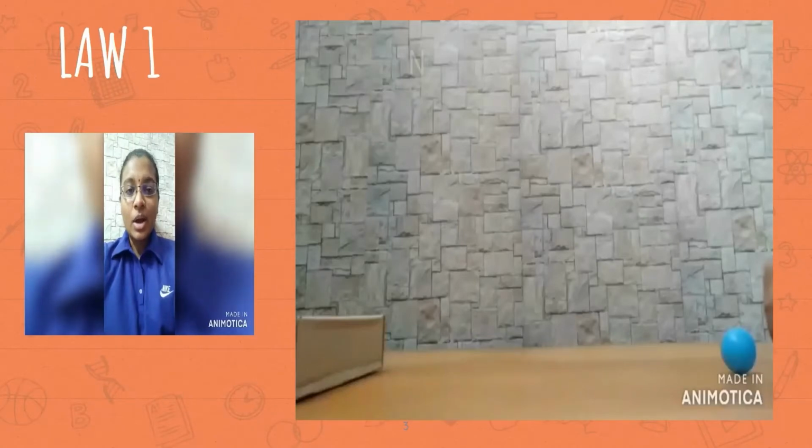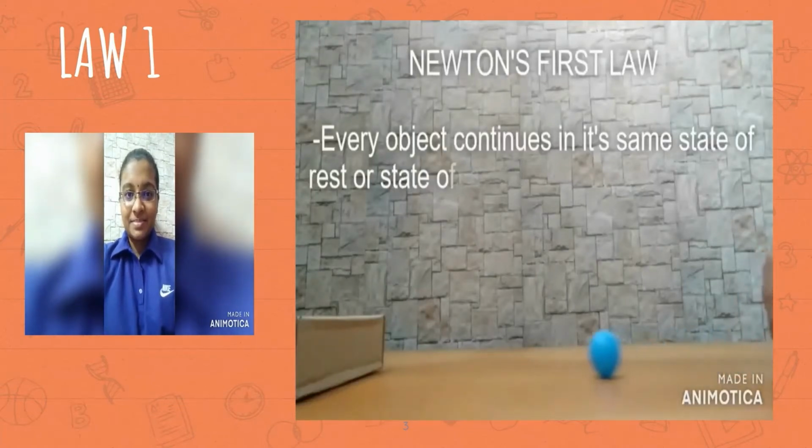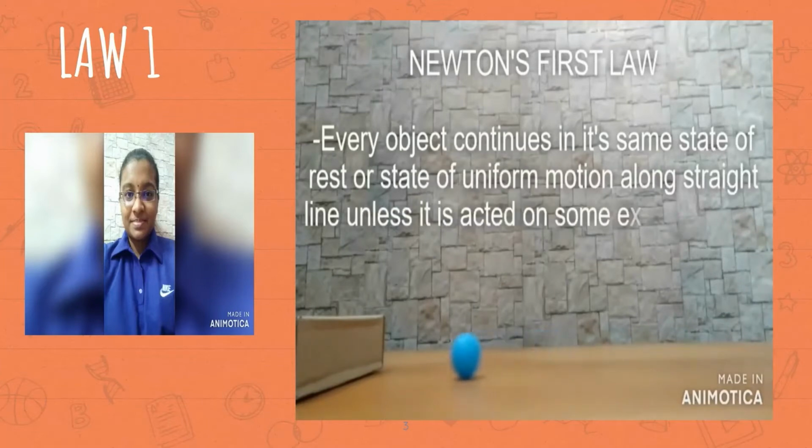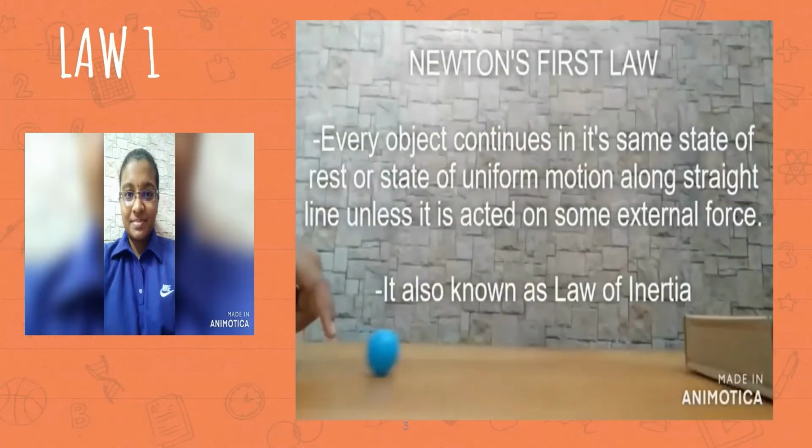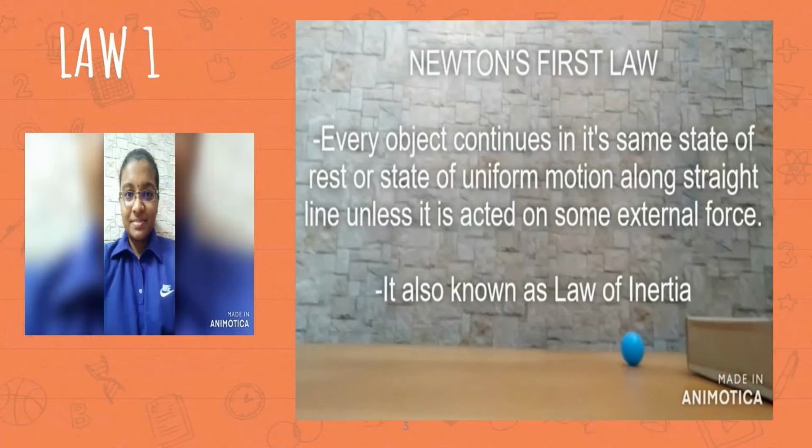Hi, so now I will explain Newton's first law of motion with some examples. Newton's first law tells that every object continues in its same state of rest or state of uniform motion along a straight line unless it is acted upon by some external force. It is also known as the law of inertia. Inertia means the inability of an object to change its state of motion until some external force is put on it.